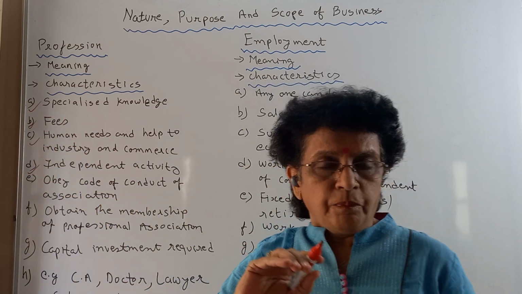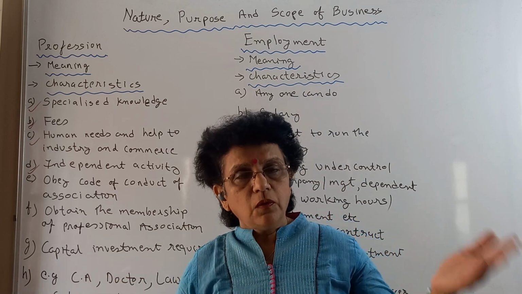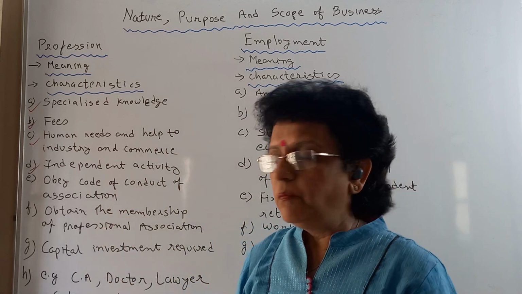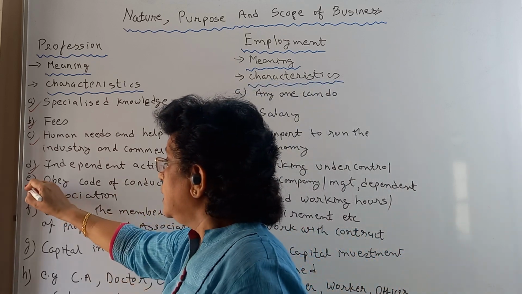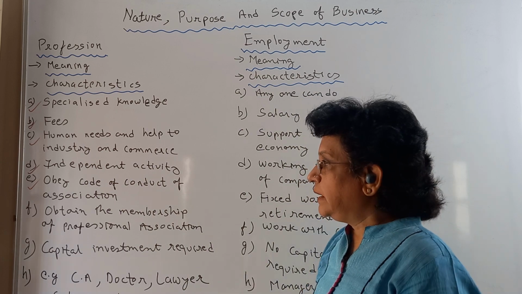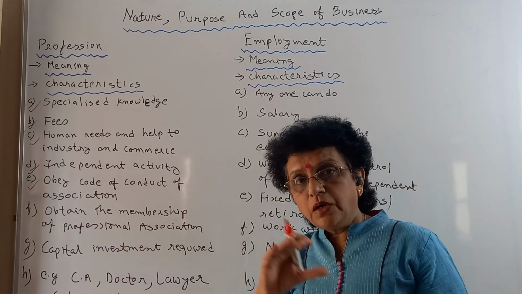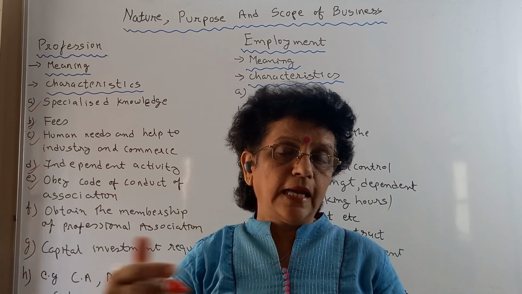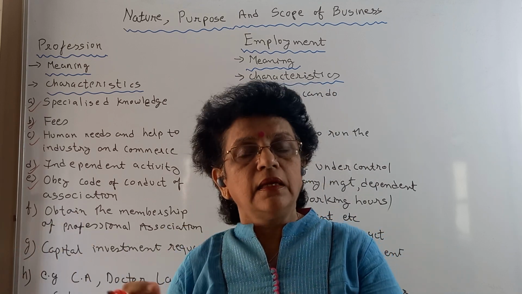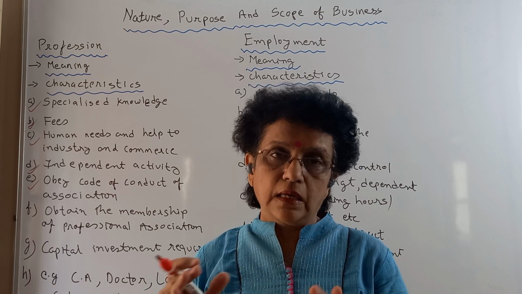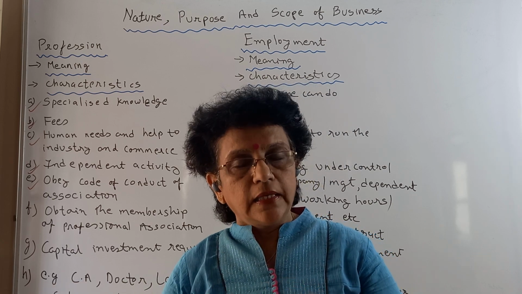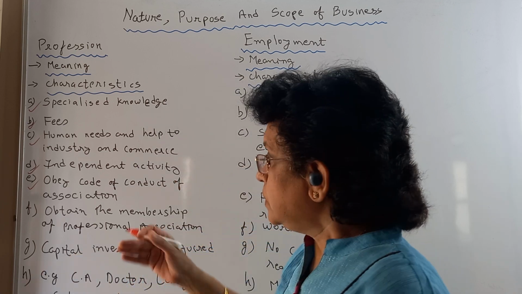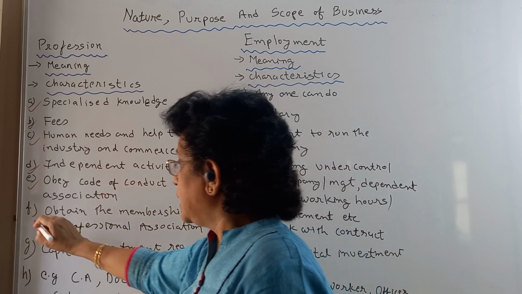Independent activity: they are doing work on their own. There is no need for them to work under someone. They are an independent body and work independently. They are supposed to obey the code of conduct of the association. Because they are members, they have to renew their membership number from time to time. They have to attend the various conferences conducted by the association, and they have to take active interest in the association's activities. So they have to obey the code of conduct.